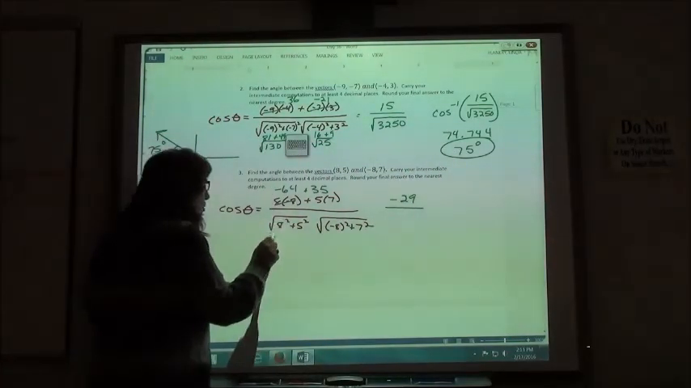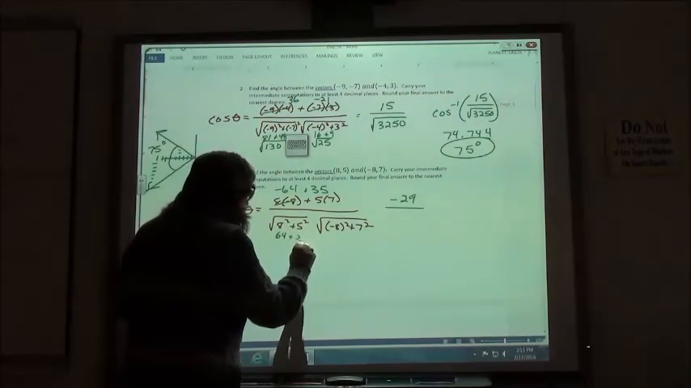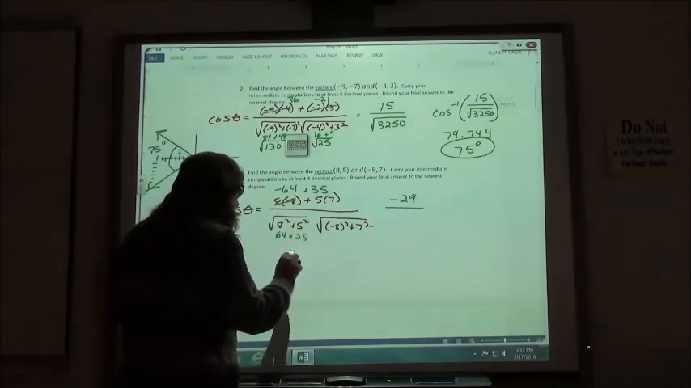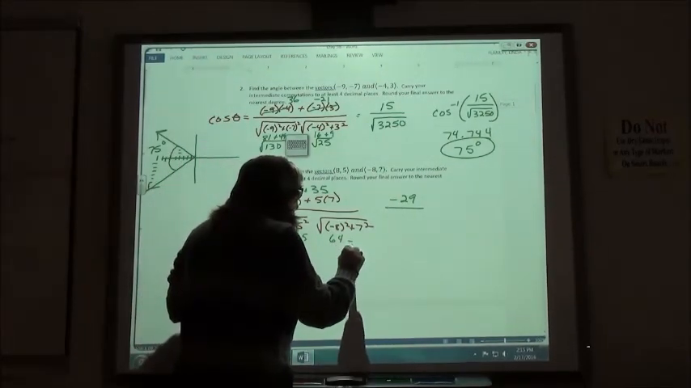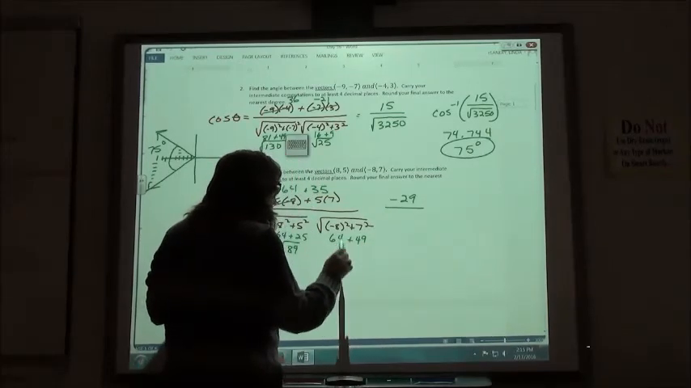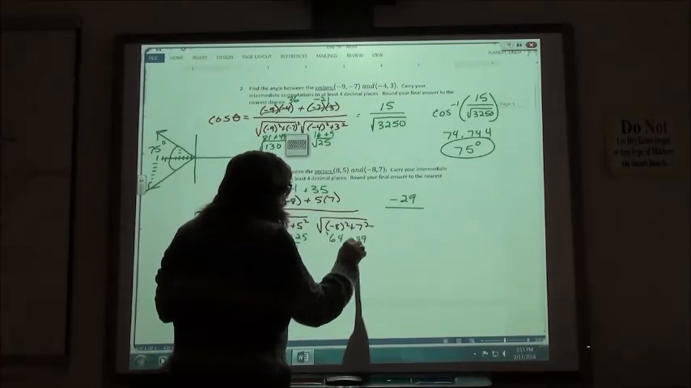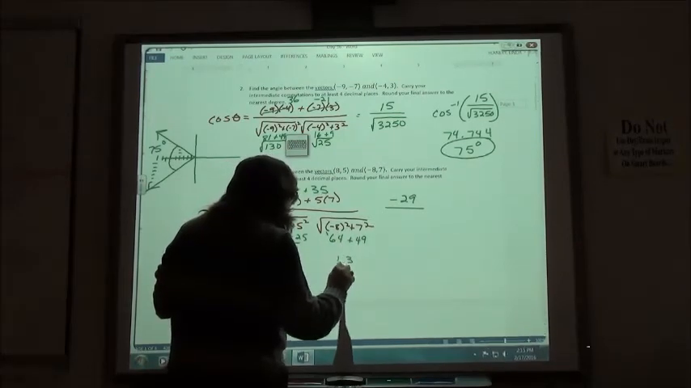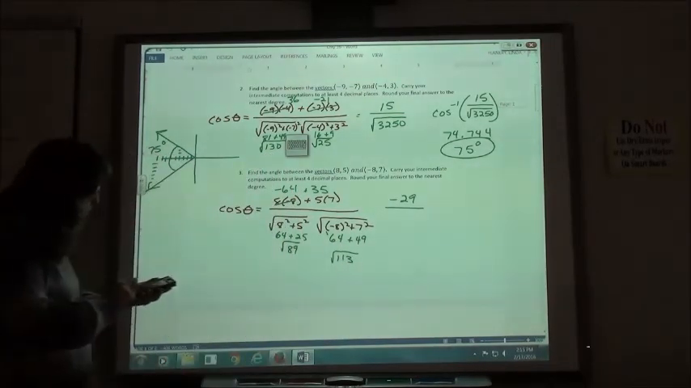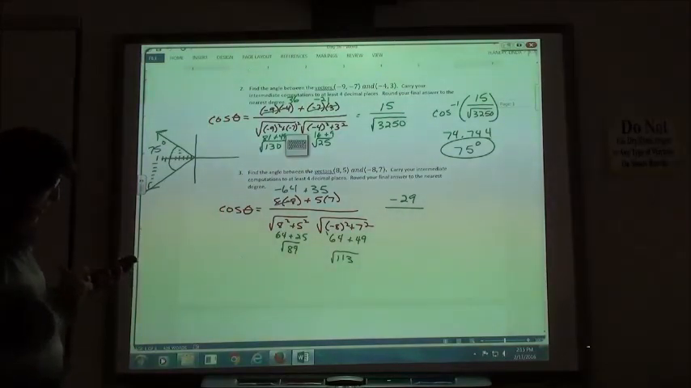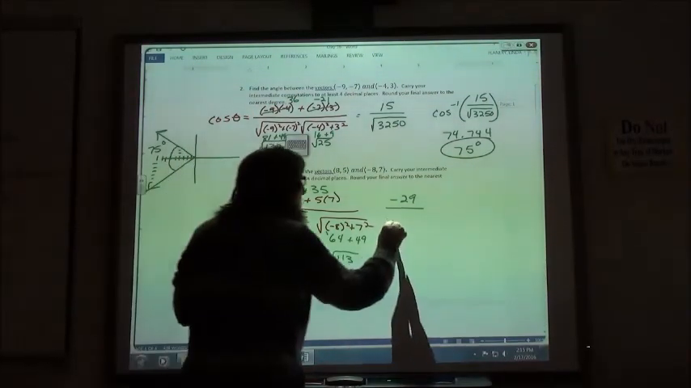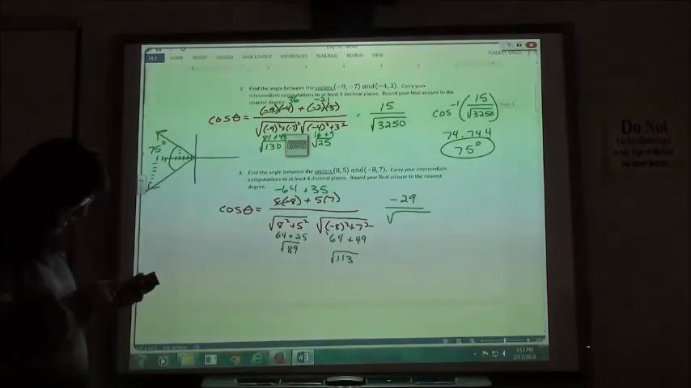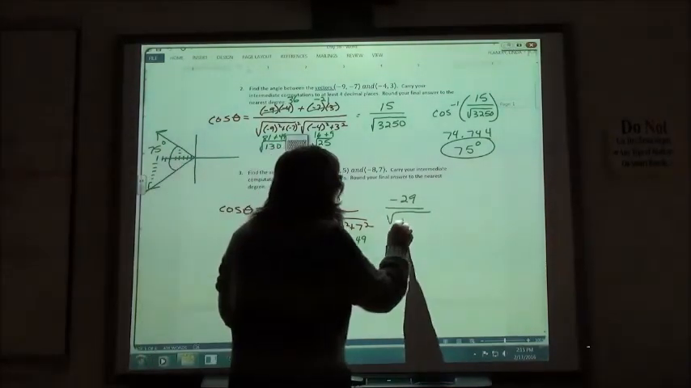On the bottom, 8 squared is 64, 5 squared is 25, so that is going to give me 89, square root of 89. 8 squared is 64, 7 squared is 49, that gives 113. If I added those right, I'm just going to quickly double check. 64 plus 49, 113, yep. So now I'm going to multiply my square roots together. 89 times 113 gives me 10,057.